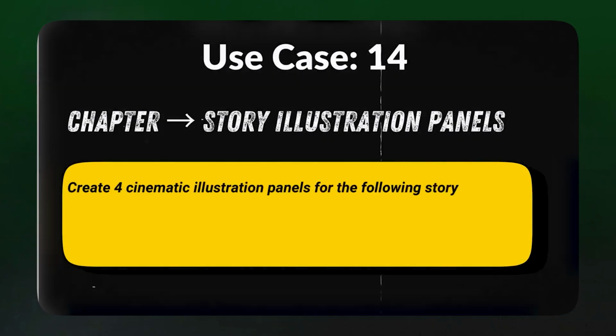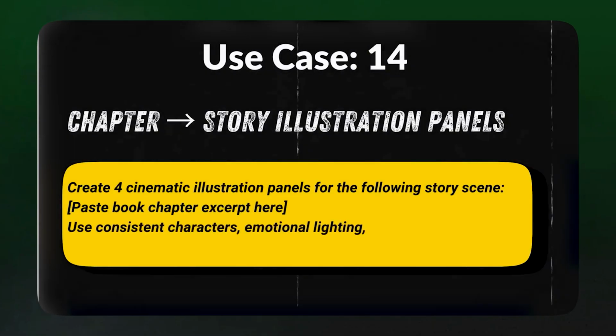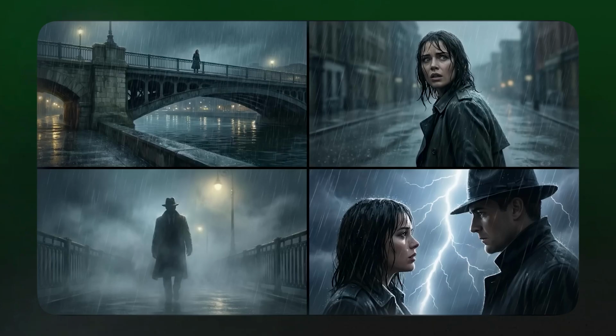You can turn pure text into cinematic story visuals. Create 4 cinematic illustration panels for the following story scene. In seconds, your written chapter becomes a fully illustrated story sequence, with mood, lighting, and character continuity perfectly preserved.